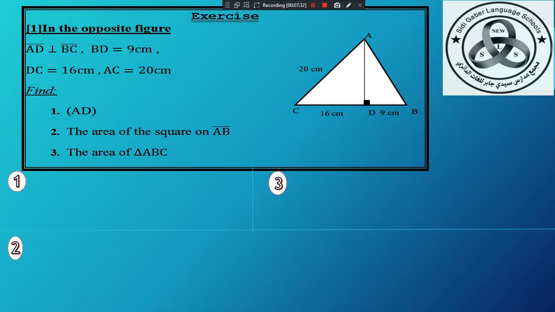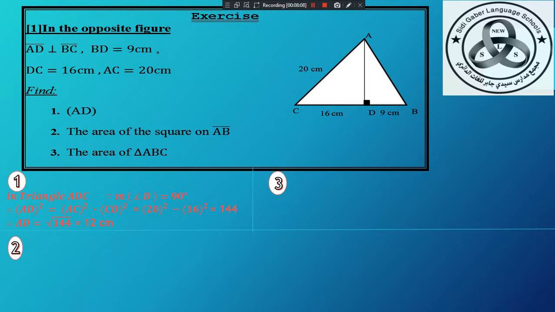Yes. So to get AD, which rule can we use? The second rule. But first we have to write the condition of the right angle. Since measure of angle D equals 90, therefore AD power 2 equals AC power 2 minus CD power 2 equals 20 power 2 minus 16 power 2 equals 144. So to get AD, we have to get the square root of 144 equals 12 centimeters.